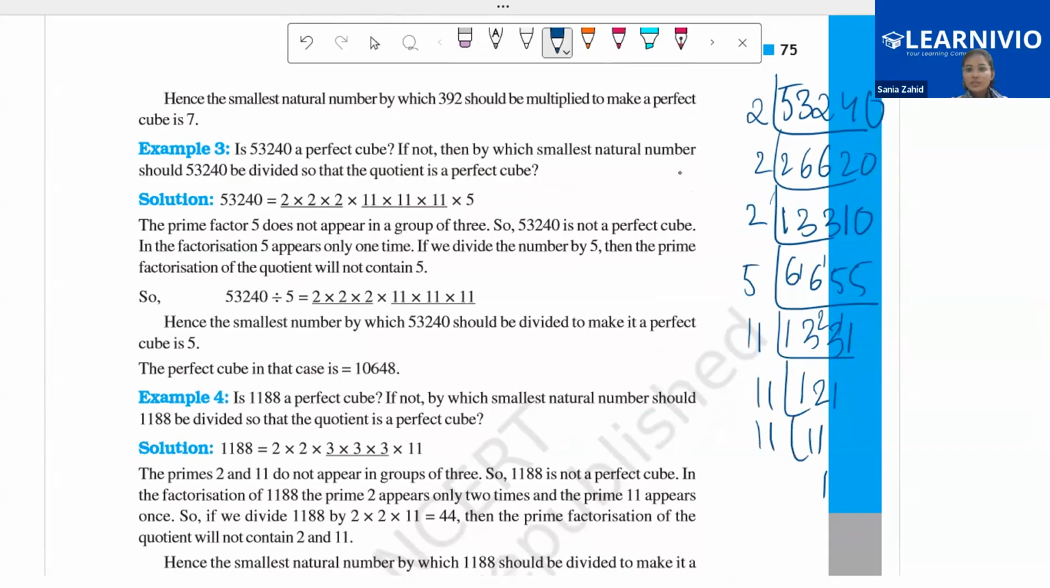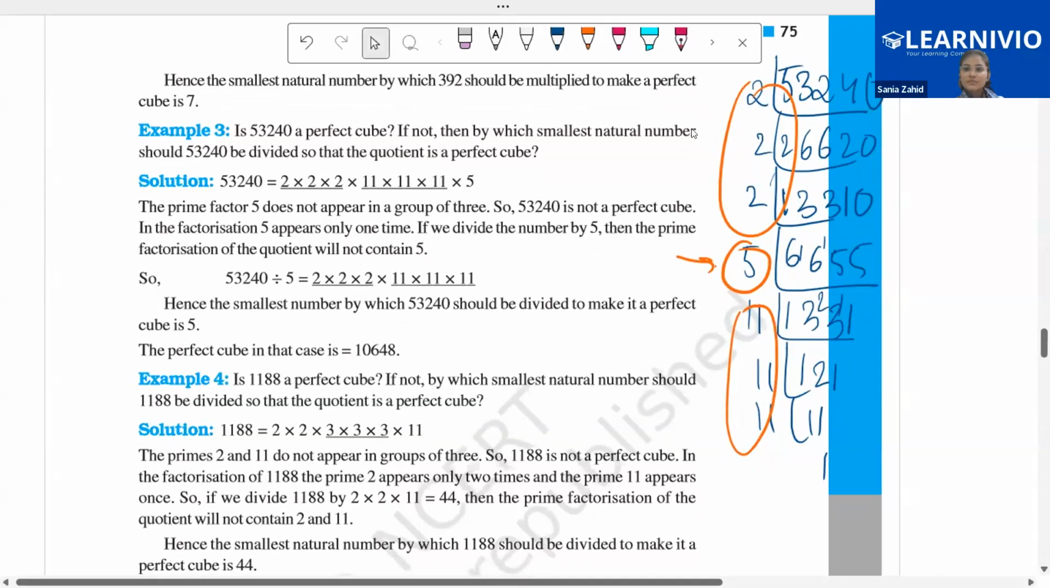Okay, that's our answer. Now we see that 2 is occurring 3 times. 11 is also occurring 3 times. But 5 remains a single number. So with which number should I multiply this entire number to make it a perfect cube? 5. With 5. Okay.